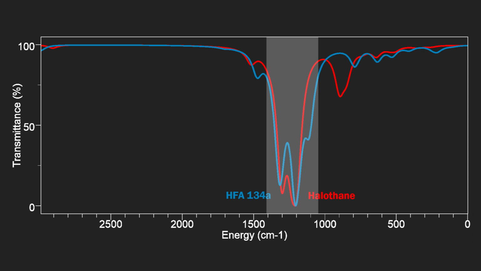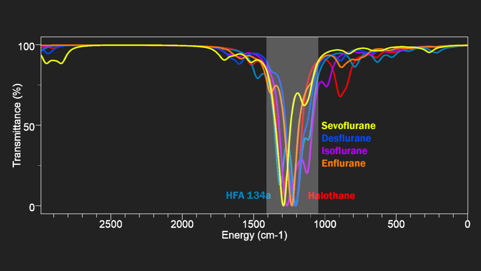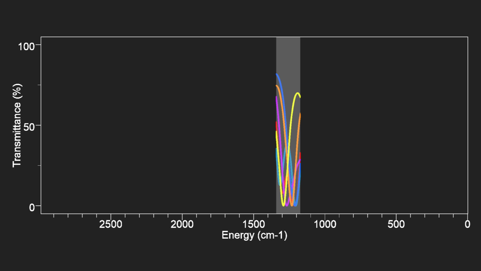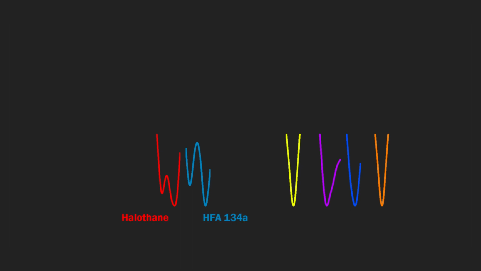A final question one might ask is that if HFA 134A peaks in the same region as all the other halogenated anesthetics, why specifically is it mistaken for halothane and not any other anesthetic? To answer that question, we can narrow our detection range even more and look only at the region where halothane's major peaks occur. We can clearly see that only HFA 134A and halothane share 2 peaks in this range and are essentially indistinguishable to the gas analyzer's algorithm.